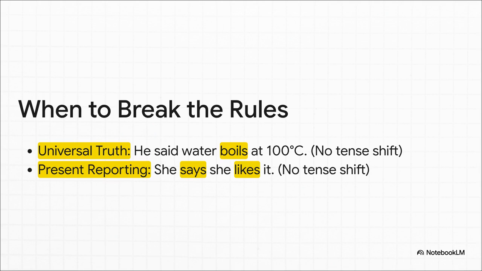So, just when you think you've got all the rules memorized, it turns out there are times when you should break them. But it's for a good reason. If you're reporting a timeless, universal fact, like water boiling at 100 degrees, you don't backshift the tense. Same thing if your main reporting verb is in the present, like she says. The situation is still current, so the tense stays put.